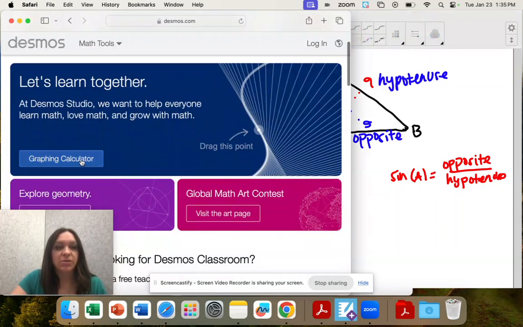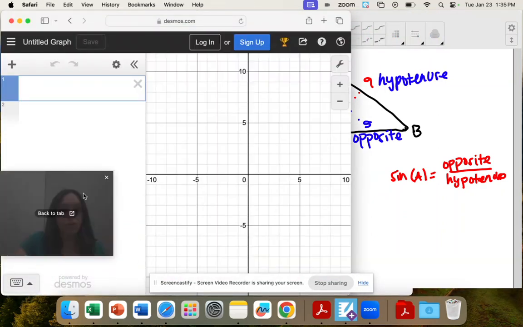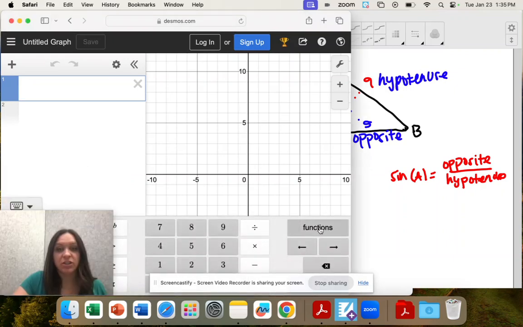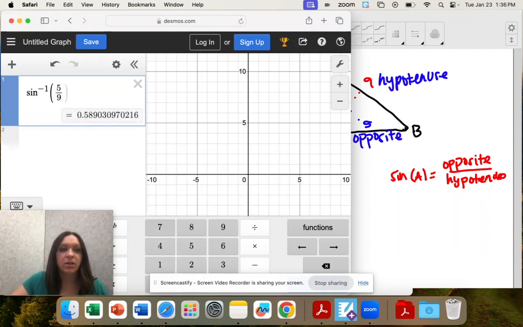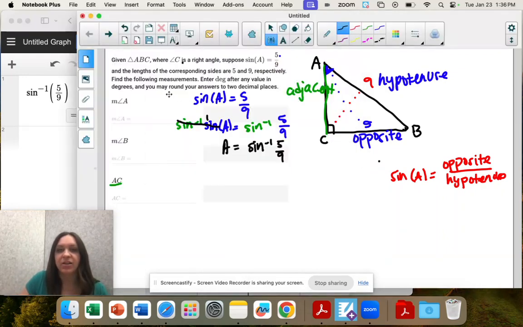So I'm over here in Desmos. I'm going to go to graphing. And then let me open this. I needed that open for my function. So I'm doing sine inverse of 5/9. And then that's not right. I need to make sure I'm in degrees. That looks better. So 33.75 is angle A, and that's degrees.